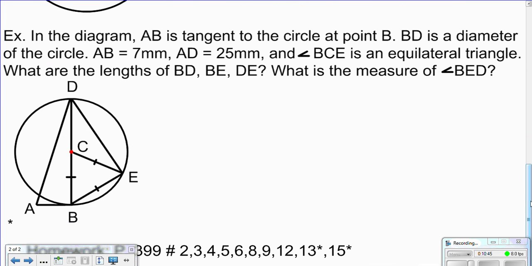Okay, I haven't really asked you to do too much on your own yet, so I am going to leave you with this one to try on your own. It is a little bit tricky. I do want you to notice that there is an equilateral triangle here, and equilateral triangles have three lengths that are all the same, and they also have three angles that are identical. That is the only hint I am giving you. Give this one a try, and we will check it together in class tomorrow.